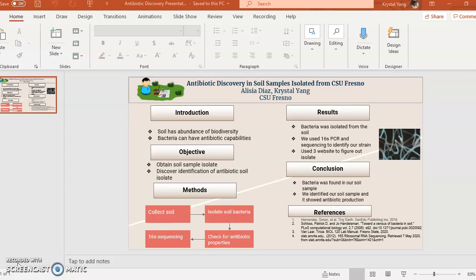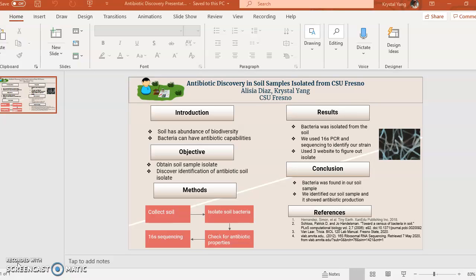We did serial dilutions with our soil bacteria up to 10 to the negative 6 dilution. Then transferred each dilution to an agar plate. After we incubated our agar plates, for this experiment, we used the 10 to the negative 4 dilution as it showed the best results of growth.